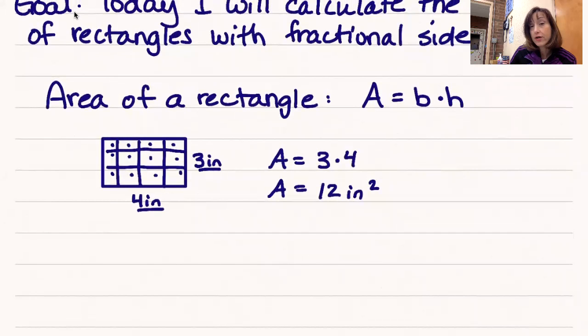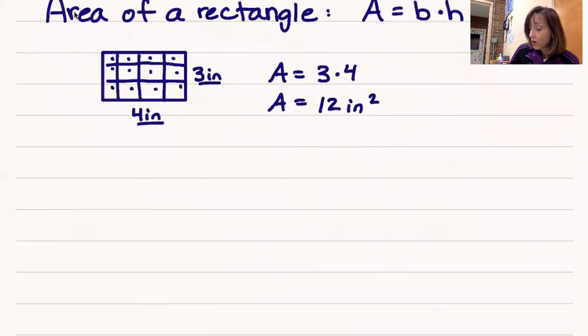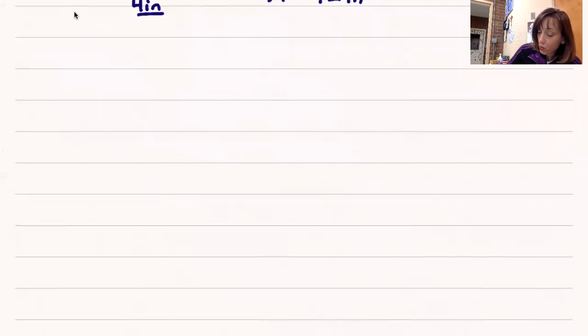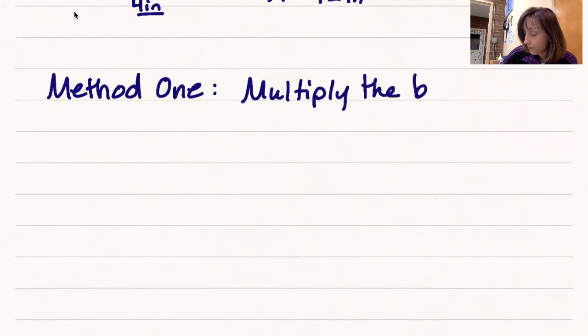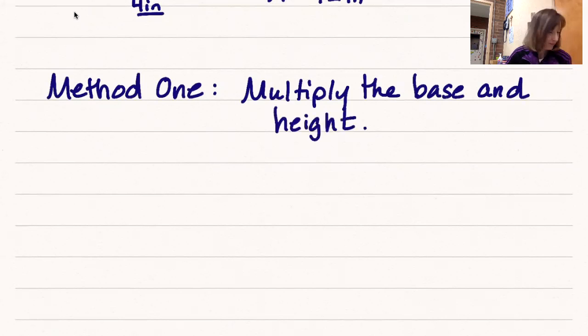Okay, so we're going to calculate the area of rectangles using three different methods. And the first method is going to be just taking the base and the height and multiplying them together. So there really isn't a whole lot to worry about with method one. It's just very straightforward, multiply the base times the height.